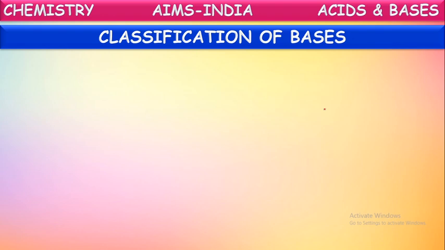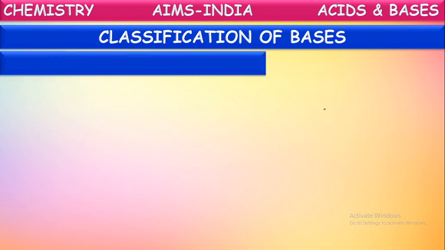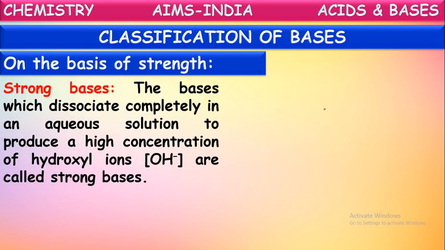Next, let us see the classification of bases based upon certain properties, like how we have seen in the case of acids. Here, based upon the strength of bases, strength meaning the quantity of a substance which dissociates into respective ions on dissolving into water, bases are also classified into two types. One of them is strong bases. The bases which dissolve completely, or dissociate completely, in aqueous solution to produce a high concentration of OH minus ions are called strong bases. OH minus ions are called hydroxyl ions.